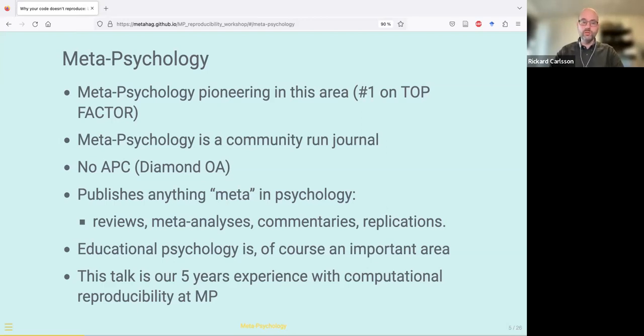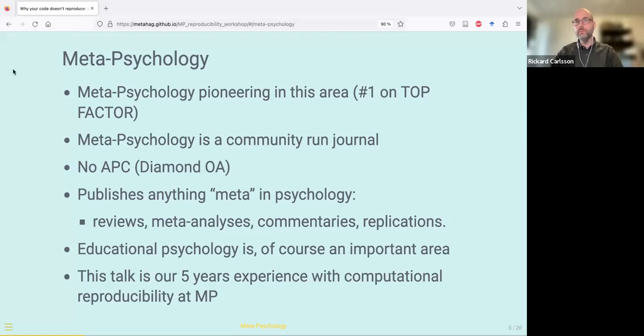Instead, we are self-owned by our editorial board. And it's a journal that is connected to the community and people who are invested in trying to make research more transparent and increase research quality in this area. We don't have any article processing charges, and it's open access. So it's free to publish with us, and it's free to read.